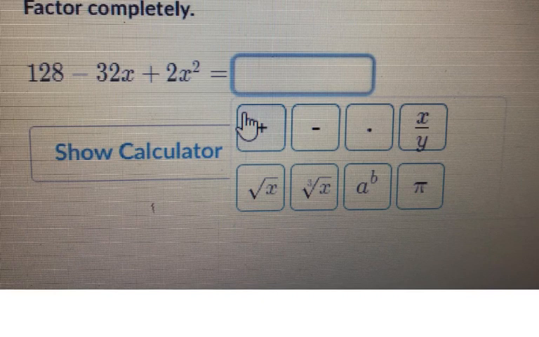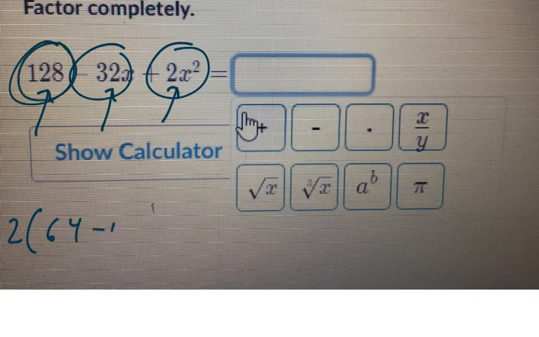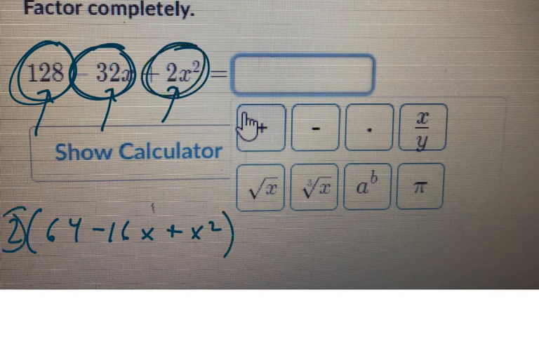Here's the second one they gave me. Now again, they have it all backwards. No big deal. But this is another tricky one, guys. Look at the numbers. See how they're all even? Let's start by dividing out a 2. 2 times 64 is 128. Minus 16x times 2 is minus 32x. Plus x squared times a 2 is plus 2x squared. So hopefully all I did was divide out a 2, guys. I divided each of those numbers by 2. Now this is much easier to factor.